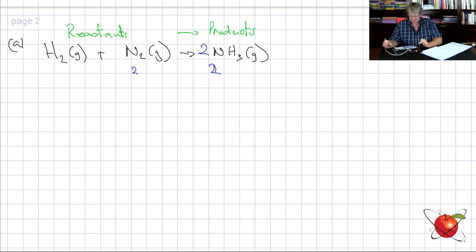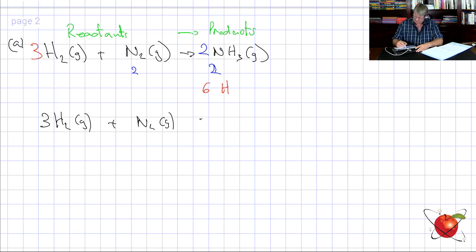The next step is to look at this side, where we have 6 hydrogens, 2 times 3. So over this side, I've got to put in a 3. Therefore, the final balanced chemical equation is going to be 3 H2 plus N2 gas goes to 2 NH3 gases, like so.